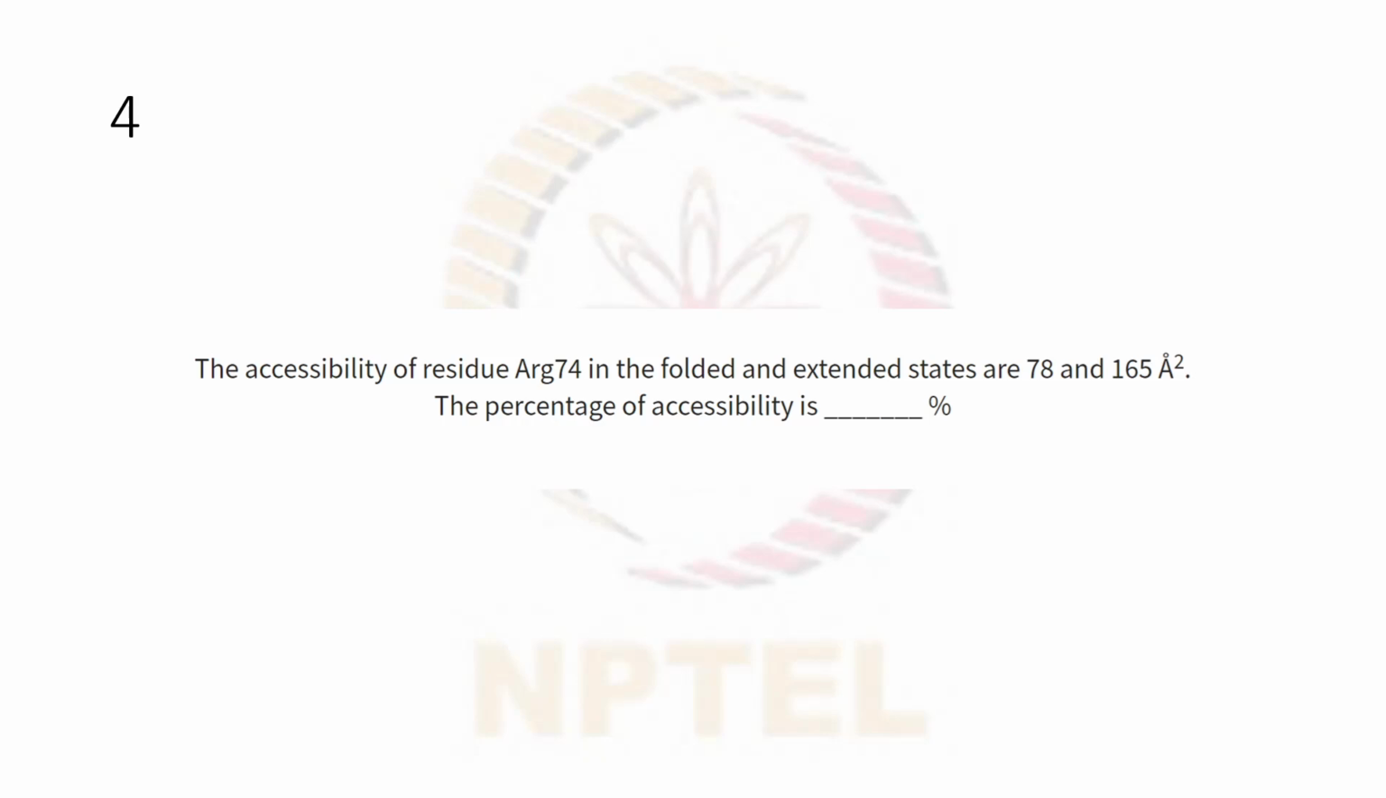Okay, I got one answer, 47.27. I'll wait for others to respond as well. Since I have started receiving answers, I'll give a hint. The percentage of accessibility can be calculated by dividing the solvent accessibility of a residue by the maximum possible solvent accessibility for that residue. That means the solvent accessibility of a residue at a particular moment divided by the maximum accessibility of that residue. Then we multiply this value by 100.